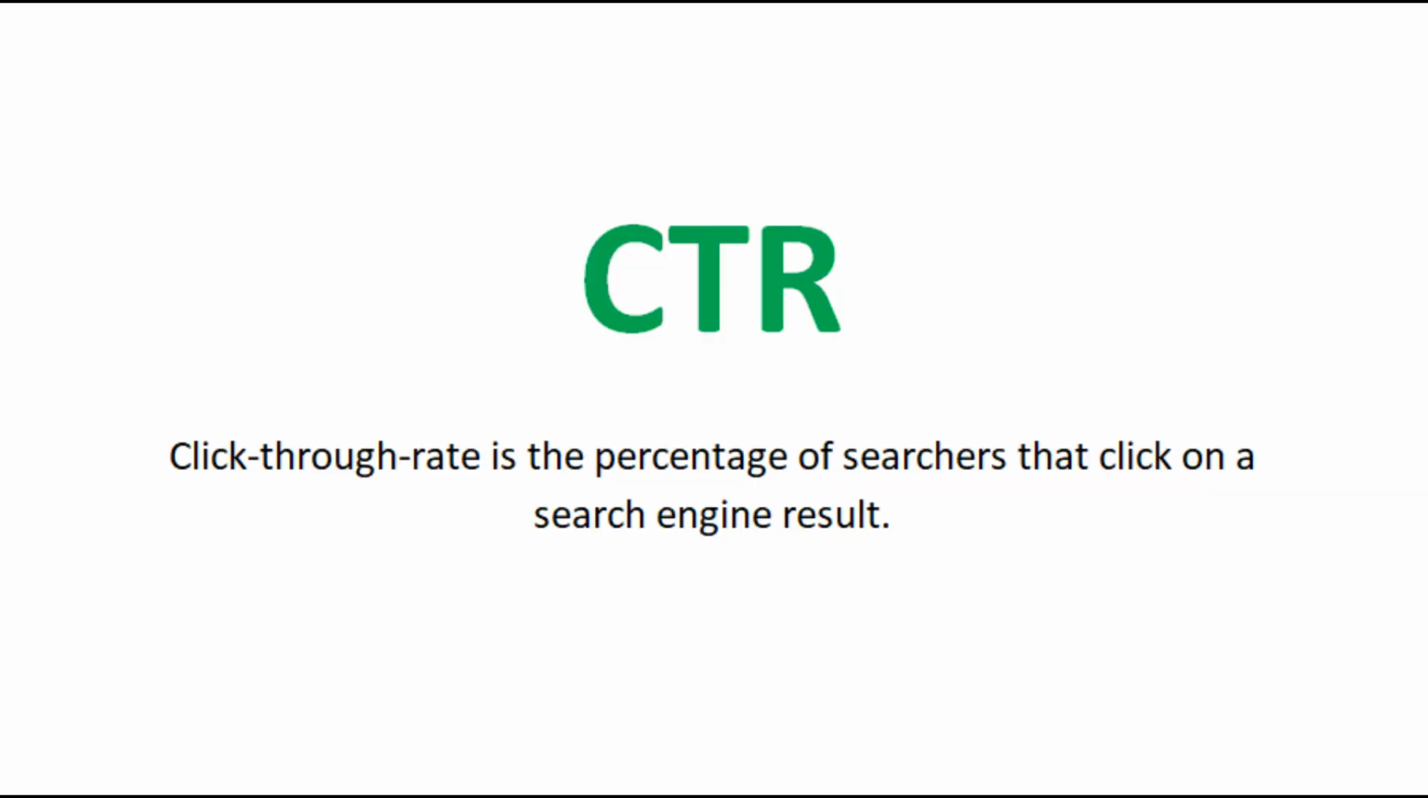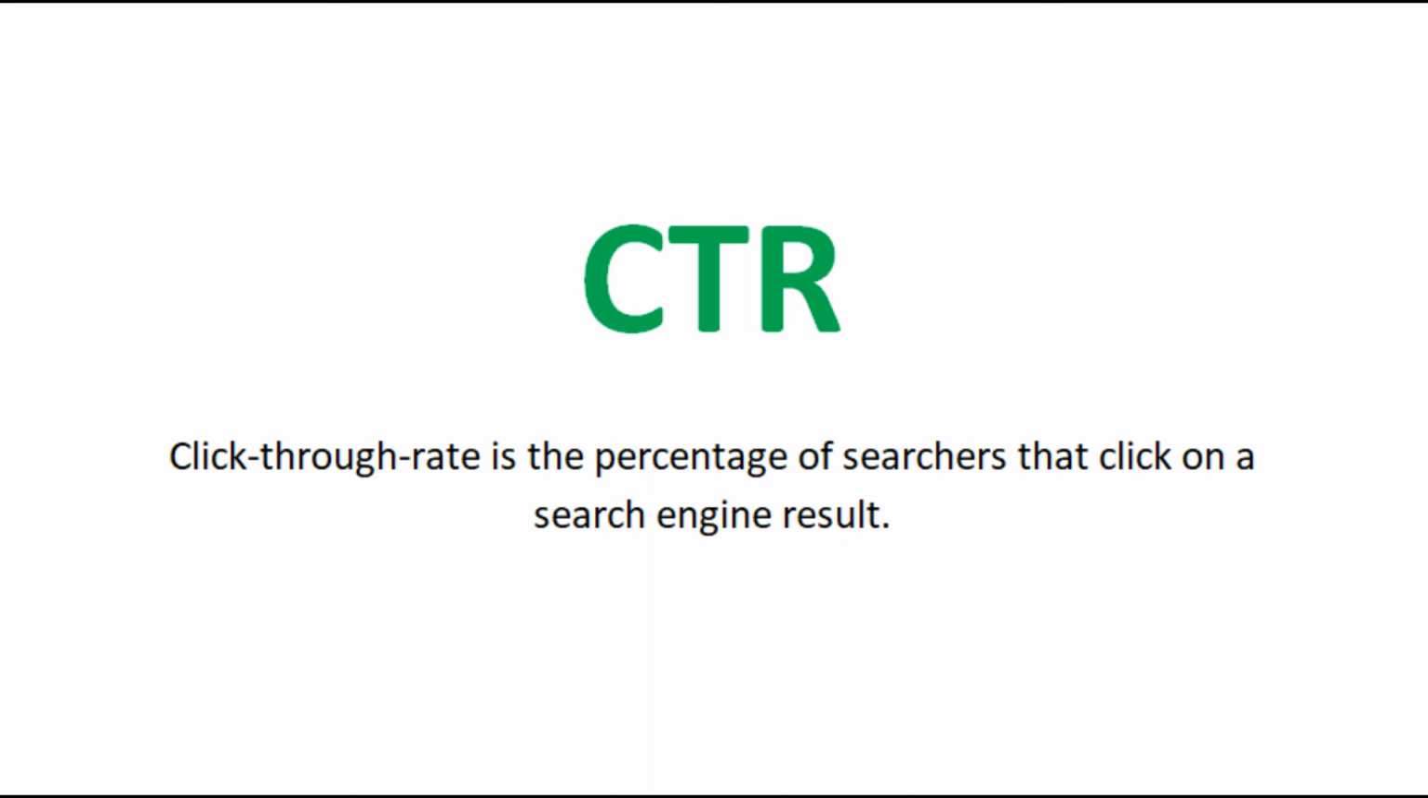Next term is bounce rate. Bounce rate is defined as the percentage of visitors that leave your website without taking an action, such as clicking on a link, filling out a form, or making a purchase. The Google Analytics tracking software keeps track of this bounce rate for you. Next SEO term is CTR.